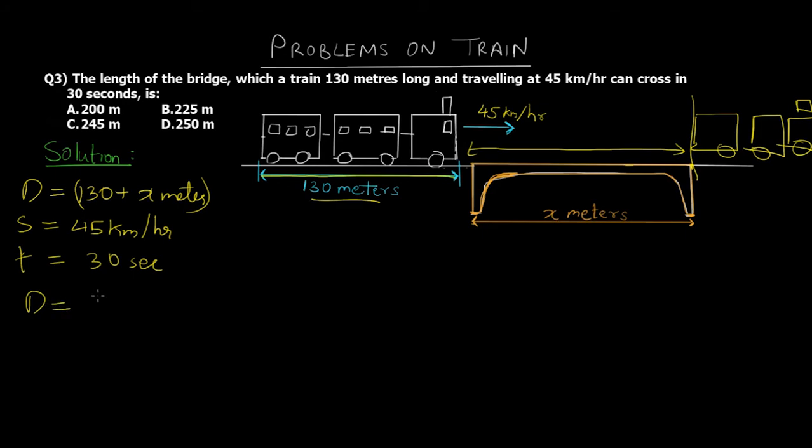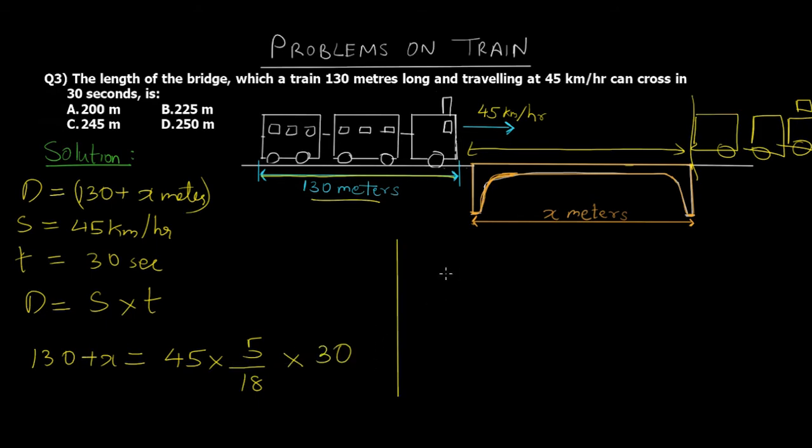So we know distance is equal to speed into time. So let's put all these values in the proper units. We want the units in meter per second, and the answer is going to be in meters. So we'll convert the kilometer per hour into meter per second. So 130 plus x is equal to 45 into 5 by 18. So we need to multiply this 45 km per hour by 5 by 18 to convert it into meter per second, and the time is 30.